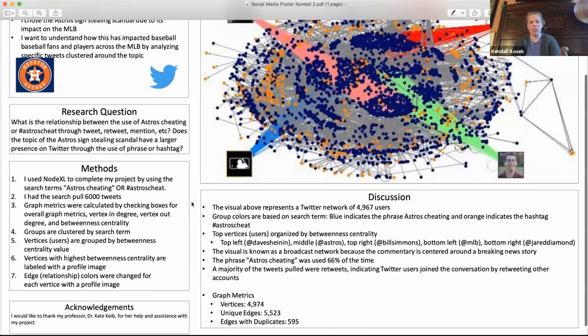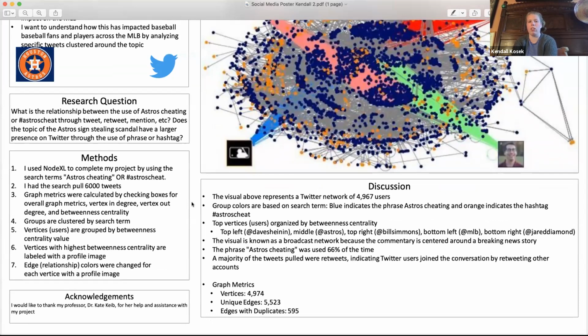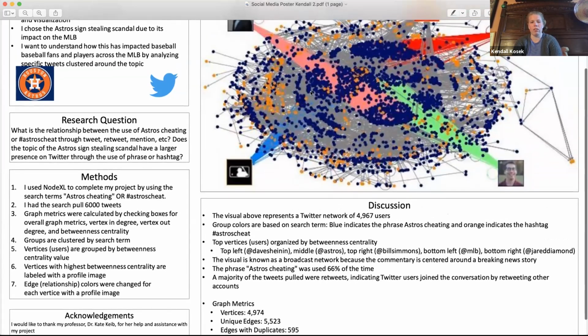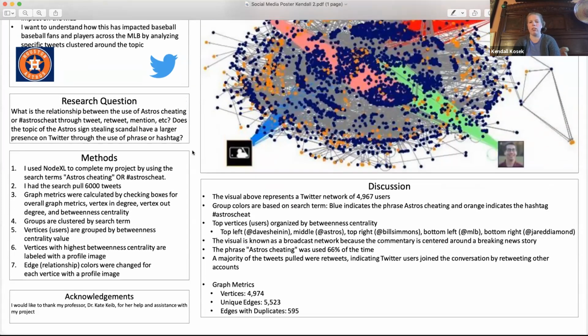So my two search terms on NodeXL were "Astros cheating" or hashtag Astros cheat, and I had put this in a search box and it pulled about 6,000 tweets out that used either of the two. And in order to create this visual up over here on the right, you had to calculate metrics for your graph. So I calculated the overall metrics, the vertex in degree and out degree, and betweenness centrality.